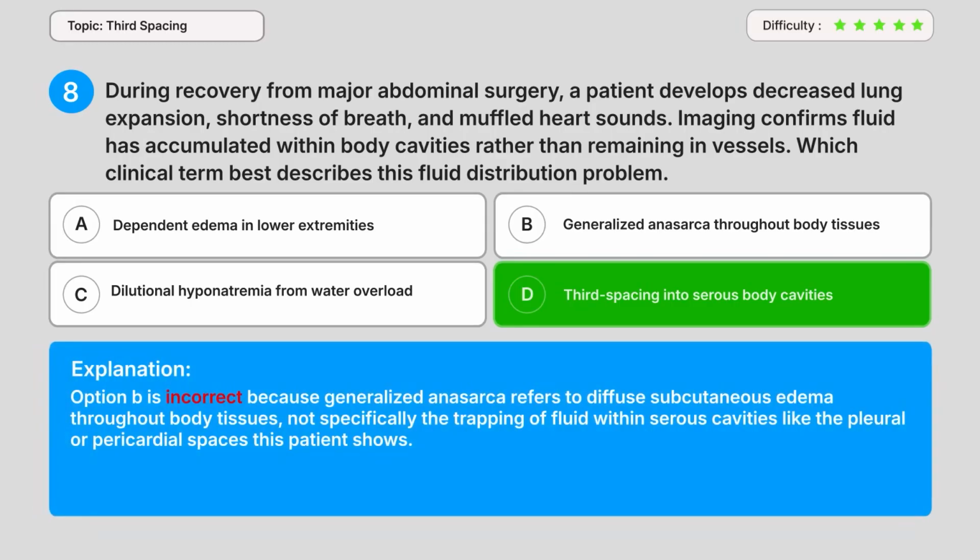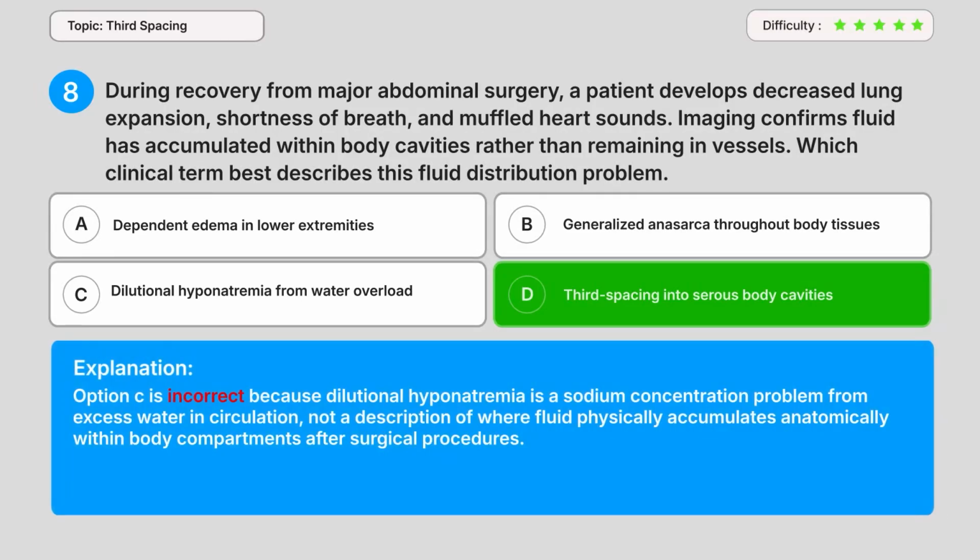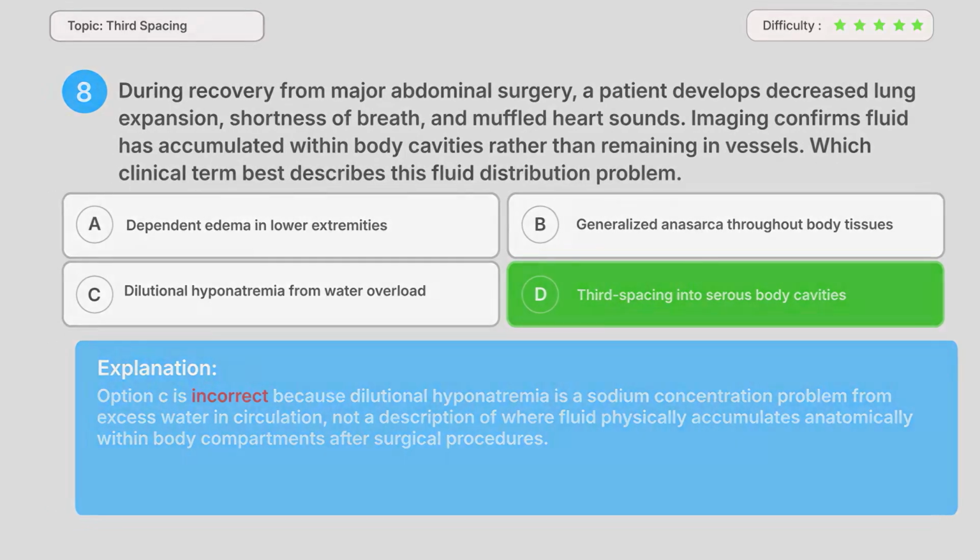Option B is incorrect because generalized anasarca refers to diffuse subcutaneous edema throughout body tissues, not specifically the trapping of fluid within serous cavities like the pleural or pericardial spaces this patient shows. Option C is incorrect because dilutional hyponatremia is a sodium concentration problem from excess water in circulation, not a description of where fluid physically accumulates anatomically within body compartments after surgical procedures.